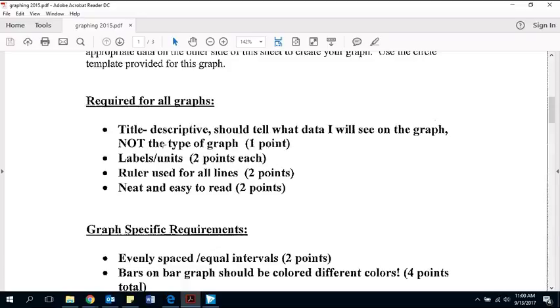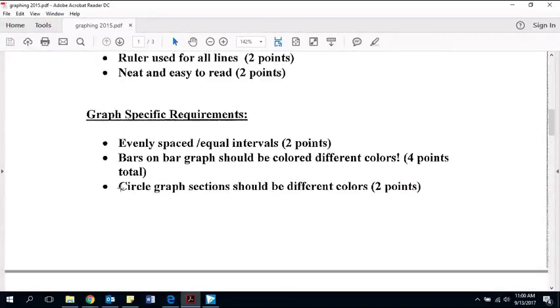Labels and units. In this case, your labels will have the names of the subjects and the percentages. Use a ruler. It's not as important for the circle graph because the sections are already marked off for you, but it should be neat and easy to read. And then I have some graph-specific requirements. The only one that applies to the pie or circle graph is this third one, that the sections should be different colors. Please keep in mind that pencil is not a color.